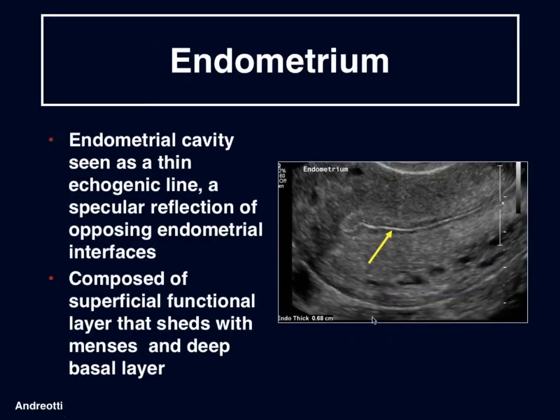And then moving on to the endometrium. First, the endometrial cavity is seen as a thin echogenic line, a specular reflection of the opposing endometrial interfaces, as we can see here. And the endometrium is composed of the superficial functional layer that sheds with menses, and then a deep basal layer, which we can see on either side of the endometrial cavity.